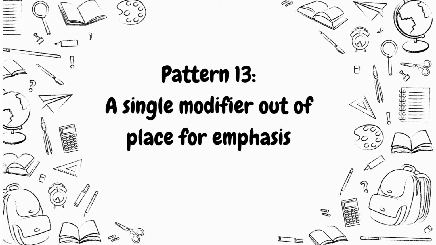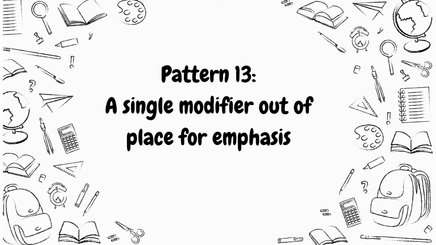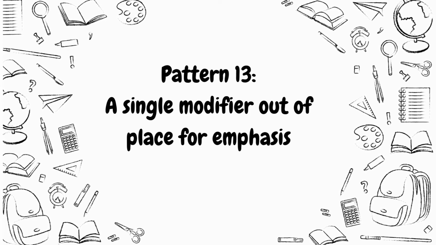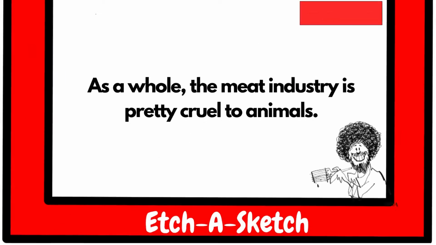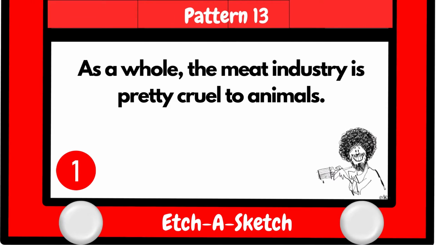And pattern 13 just gets at a single modifier out of place for emphasis. And I'll just show you one here. As a whole, the meat industry is pretty cruel to animals. So you have the as a whole at the beginning. I'll show you number 2.